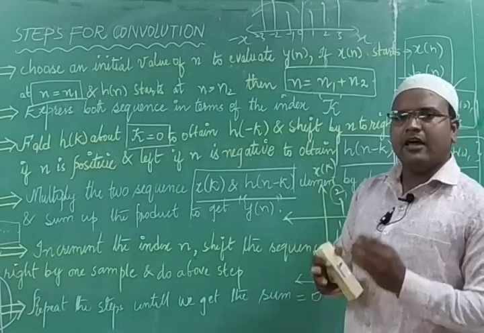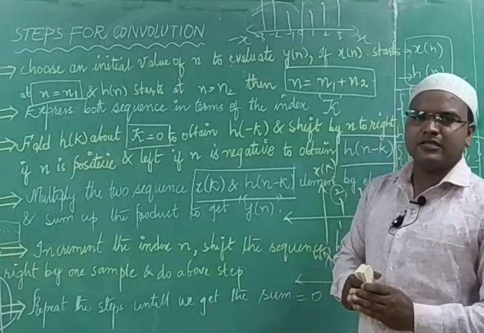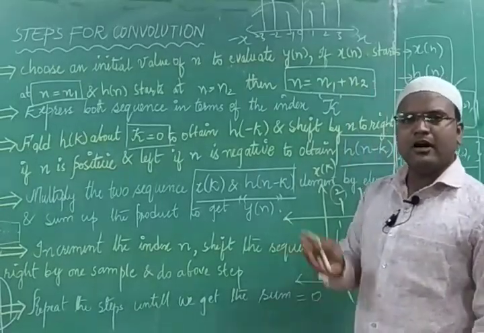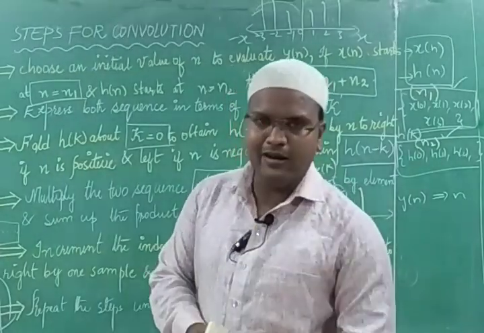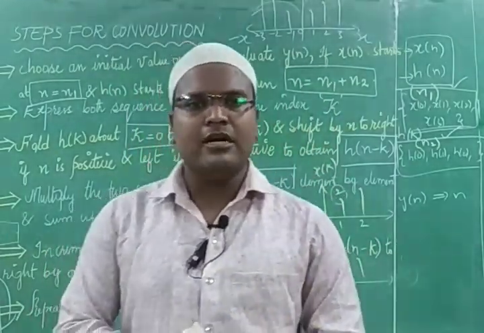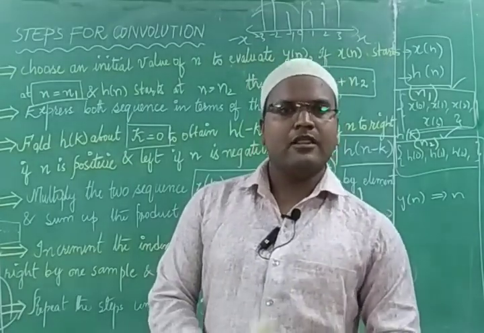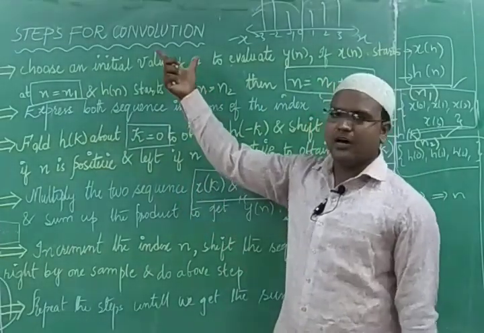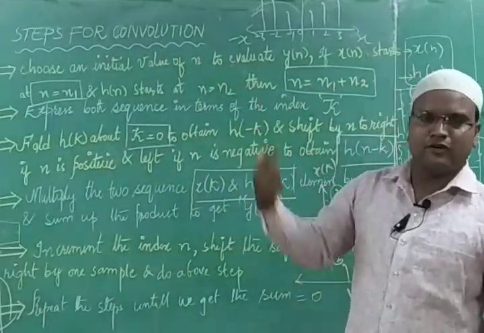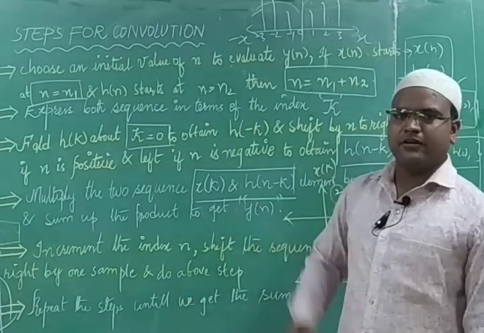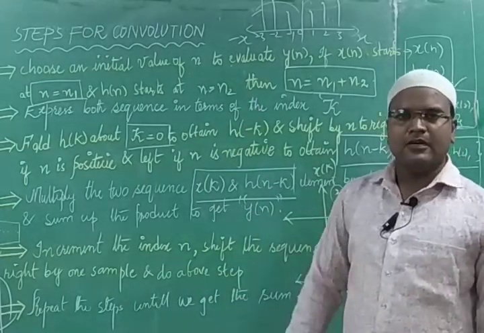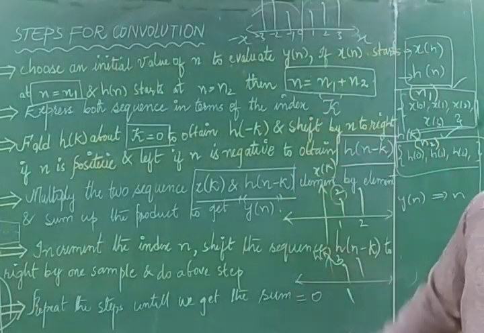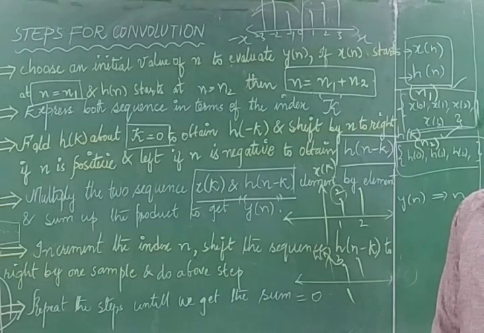At every step we are folding the sequence h of k, until and unless the sum becomes 0. That means you should not get overlapping positions of x of n and h of n; if you multiply and get the sum as 0, there you need to stop. So this is how we proceed with the convolution of two sequences x of n and h of n. We solve the problem by considering all these steps of convolution. So just cross-check all these steps, then we'll do some problems based on this.